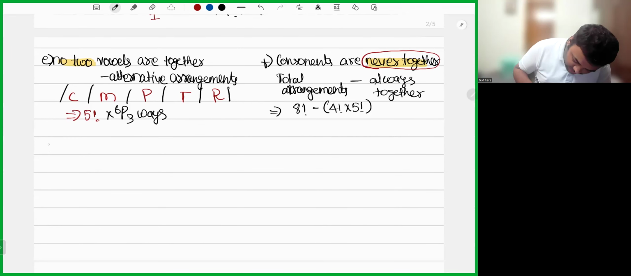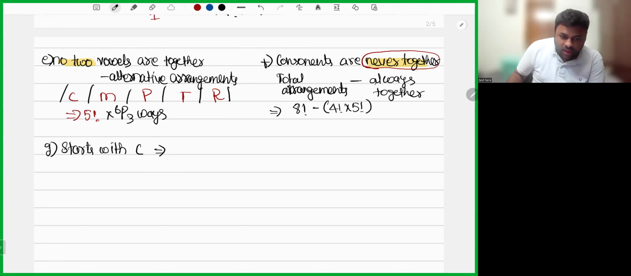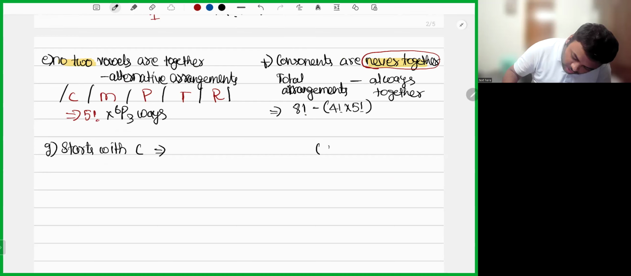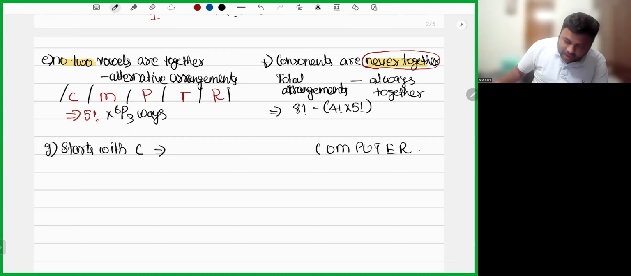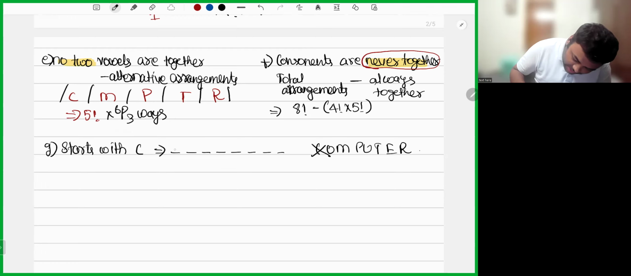Next, point number G. Starts with C. How many arrangements are there such that it will start with C? Now, my dear friends, in the word computer, how many letters do we have? COMPUTER. 8 letters we have. He's telling it will start with C. 4, 5, 6, 7, 8. I'll take this C and I'll place here.